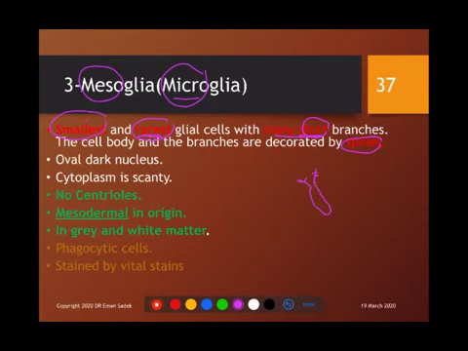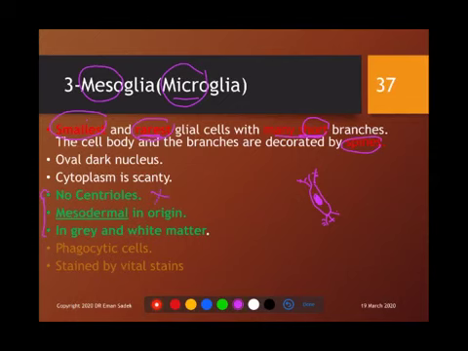So here it has many but short branches with spines. They are not so active. They have a dark oval nucleus. And we will comment on the three common points as regards the centrioles. They don't have a centriole, so they will not form tumors at all.